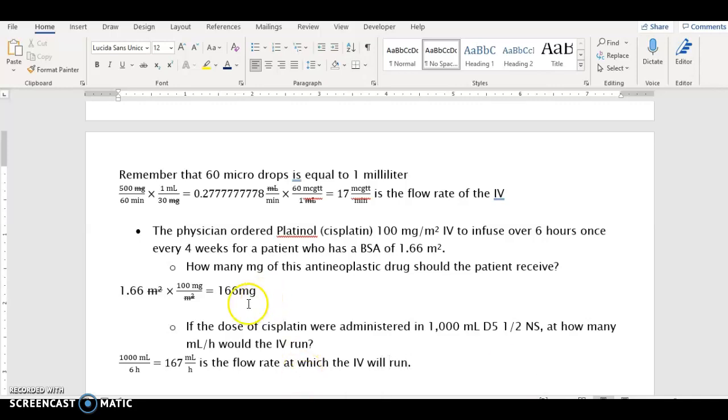The first part of the question tells you how much of the drug to add to the IV, or how much to include. We didn't need to use this information to answer the second part of the question. To answer the second part, all we needed to know was the volume of solution and the amount of time.